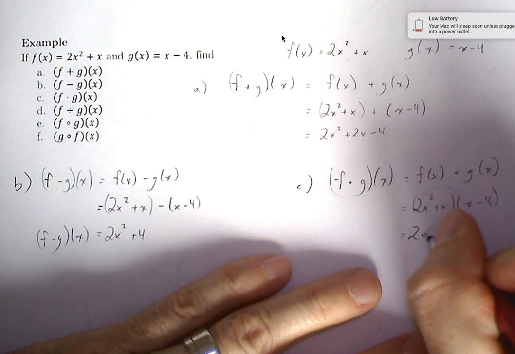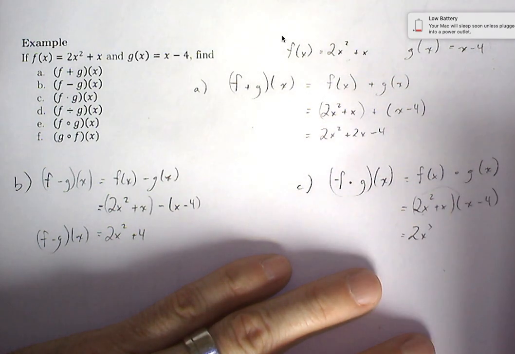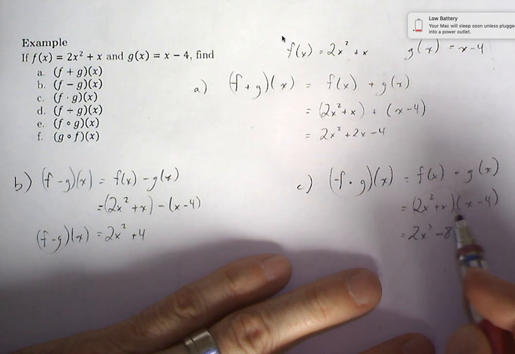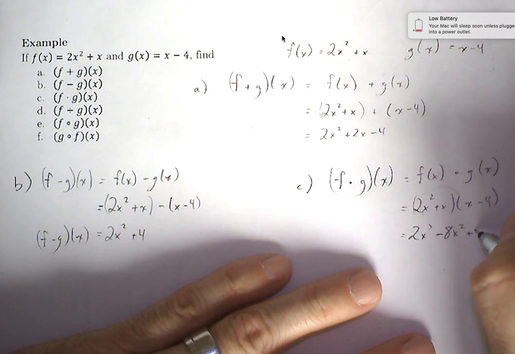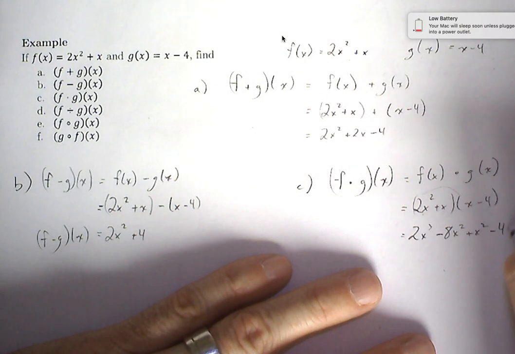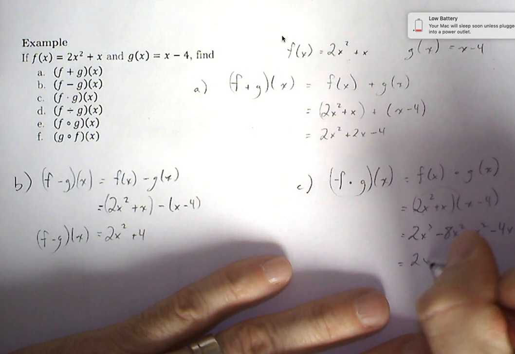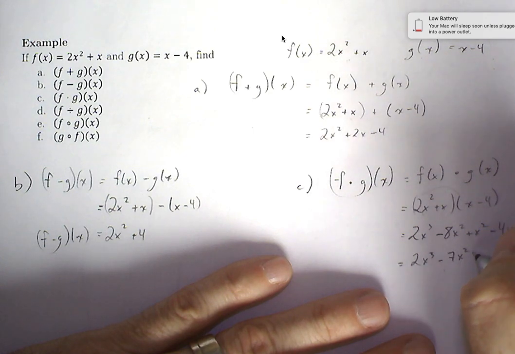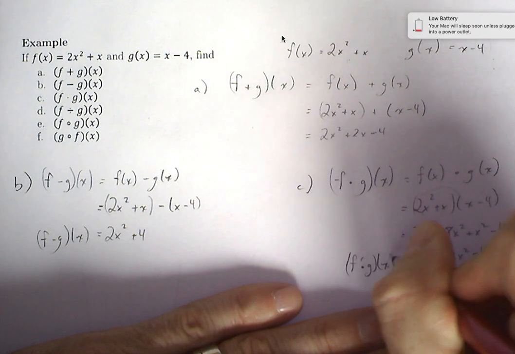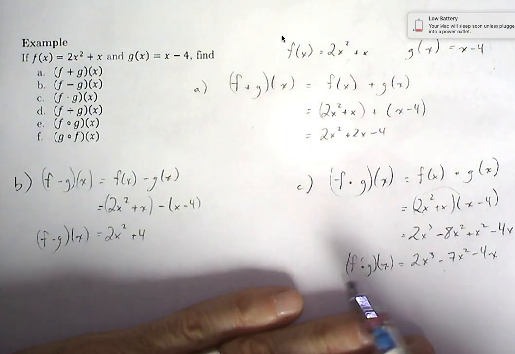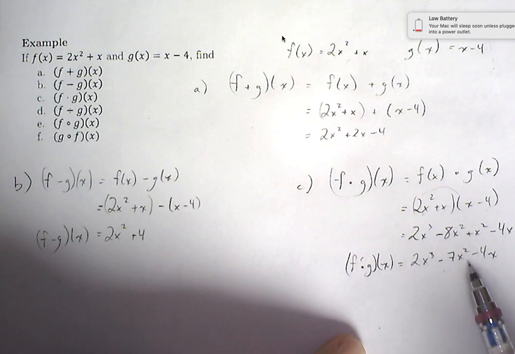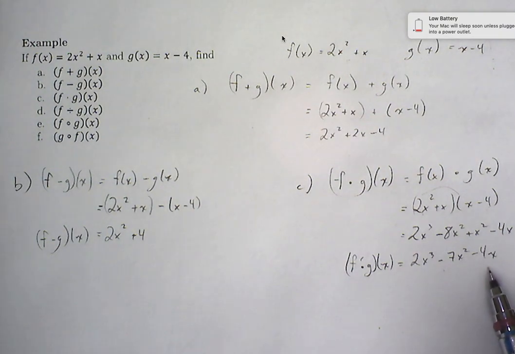So this would be 2x cubed minus 8x squared, if I multiply this term with this term. Now plus x squared, x times minus 4 is minus 4x. So my resulting function f times g of x is equal to 2x cubed minus 7x squared minus 4x.